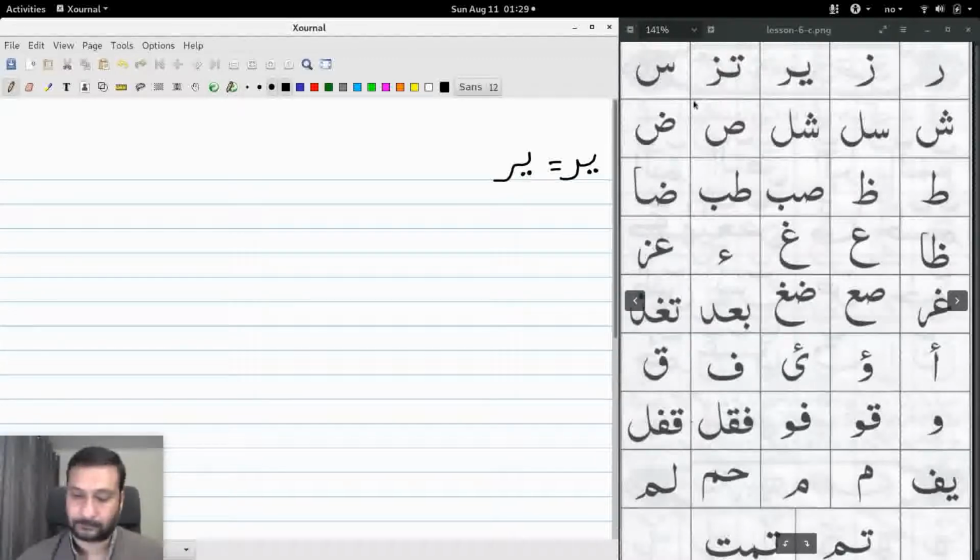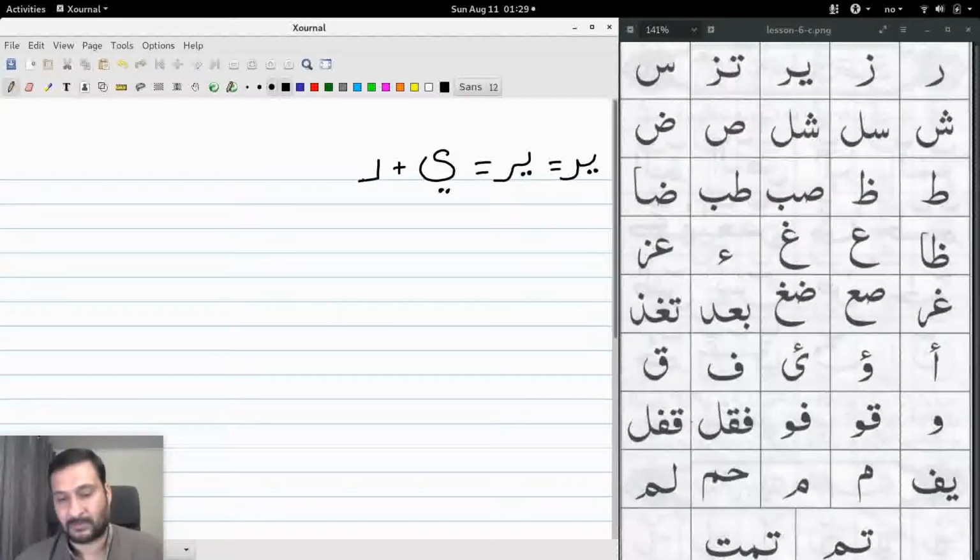All right, this is of course made up of the letters Ya and Ra. When Ya is in the beginning of the word, you use this form, and then you join Ra with it, so it becomes Ya Ra. When you write it fluently, then it becomes Ya Ra, like so, or Ya Ra.